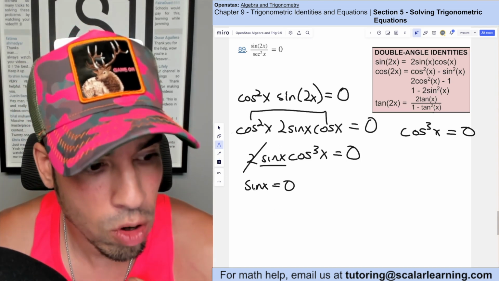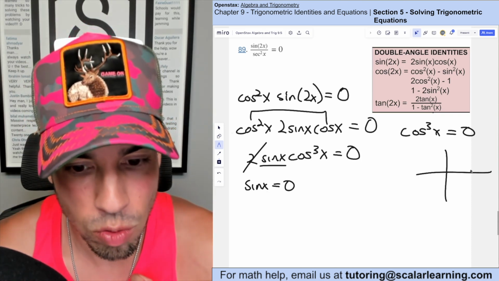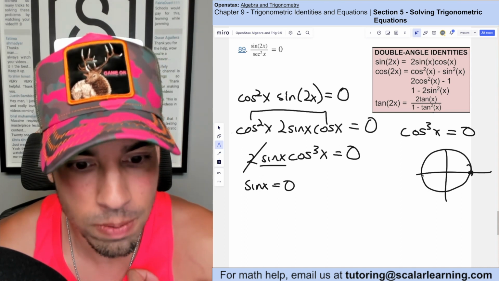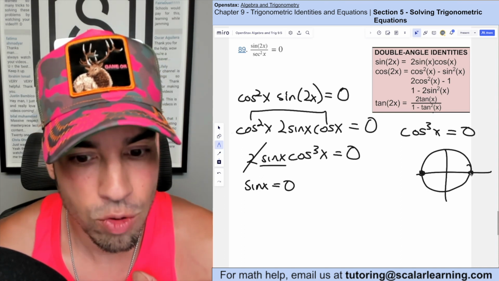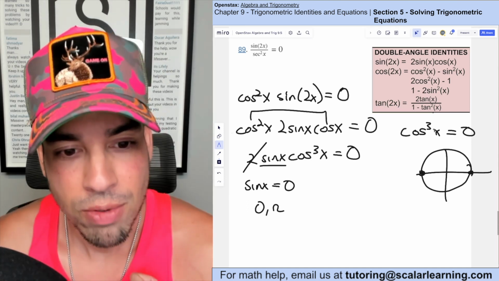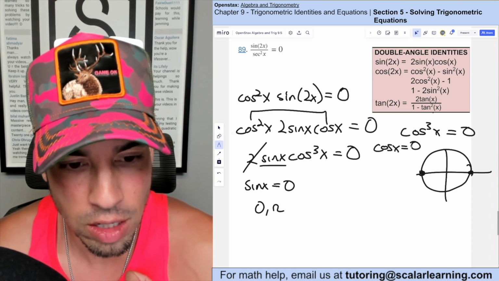Now to continue solving, when is sine of x equal to 0? So if you remember on the unit circle, sine corresponds to the y values. So we're talking about zeros occurring here and occurring here. And these radian values are going to occur at 0 and also pi. Now for this one, if I take the cube root of both sides, really what we're talking about is when does cosine of x equal 0?